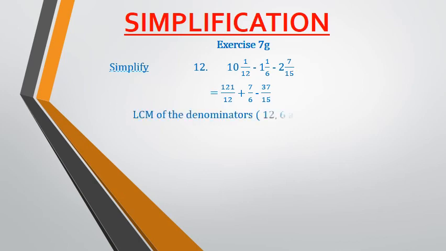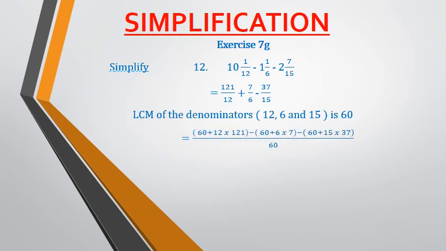Now the LCM of the denominators 12, 6 and 15 is 60. So in the next step, what we will do? Well, in the numerator part, 60 divided by 12 multiplied by 121 minus 60 divided by 6 multiplied by 7 minus 60 divided by 15 multiplied by 37 upon 60. So this step we have done according to the formula that we have learned in the previous exercise.